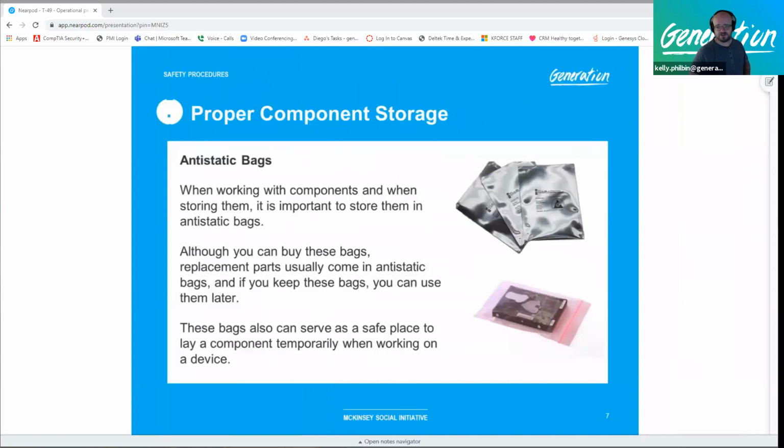Proper component storage. This is another method you could use for ESD, but this is typically in handling, storing, and or transporting any components. You would have the anti-static bags. If you're working inside the computer, if you take one component out, you put the other one back in this bag, it allows for easy transport and storage without worrying about damaging the actual components.